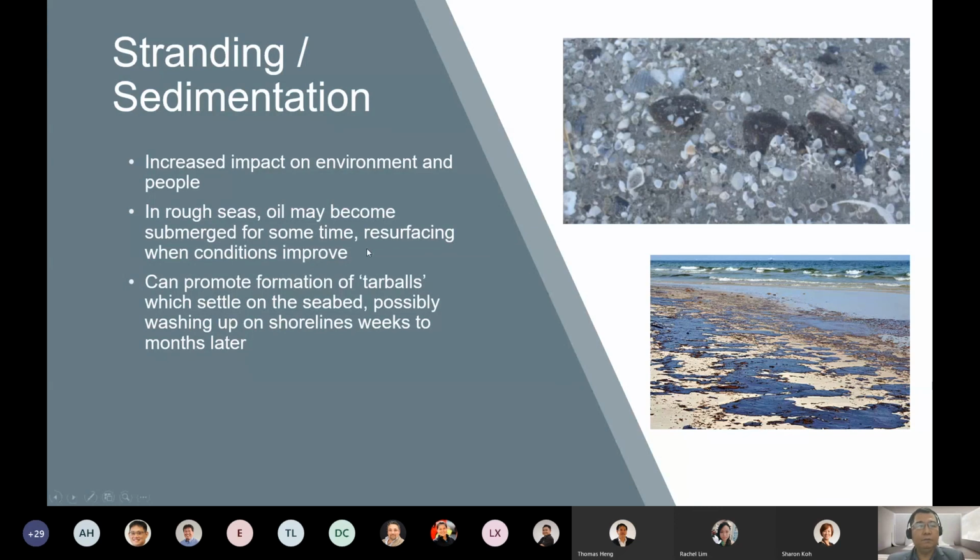But if the oil is not so viscous, the chances are it could actually just naturally disperse. Stranding and sedimentation can promote the formation of tar balls, which settle in the seabed, possibly washing up on shorelines weeks to months later once there is a change in tides.